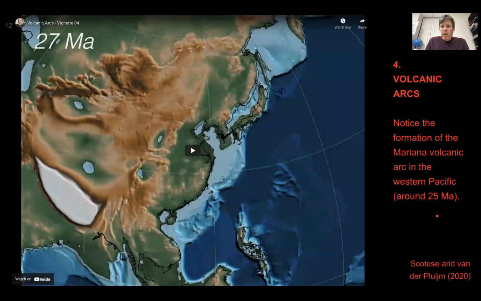Volcanic arcs, the fourth topic, looking at the Western Pacific. This is Japan, and how certain arcs of volcanoes form out in the ocean.